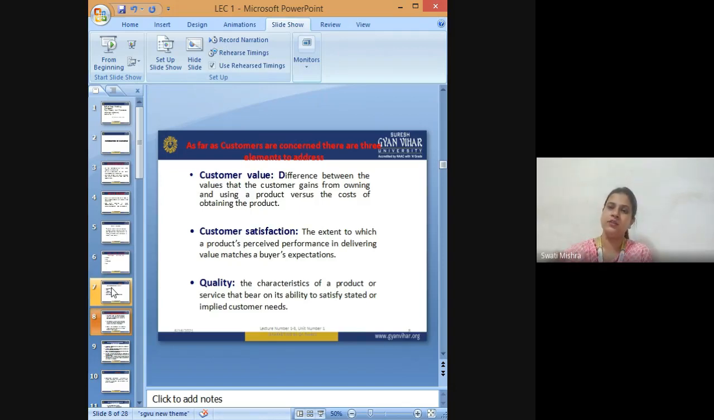So it is highly important that once the customer value is identified, the next thing that you have to address is customer satisfaction. It is the extent to which a product's perceived performance in delivering value matches a buyer's expectation. Obviously, whenever you are going to buy a particular product, you have some expectations associated with that product. And unless your expectations are matched by the brand that you have acquired, the customer is not going to give you good feedback. And it is highly important that the customer gets satisfied.